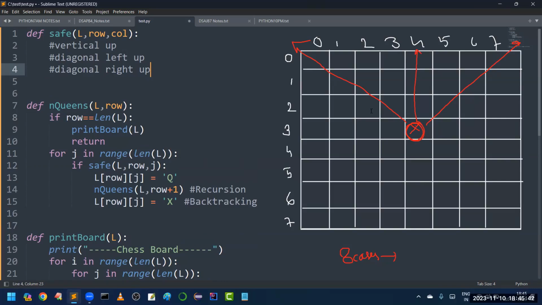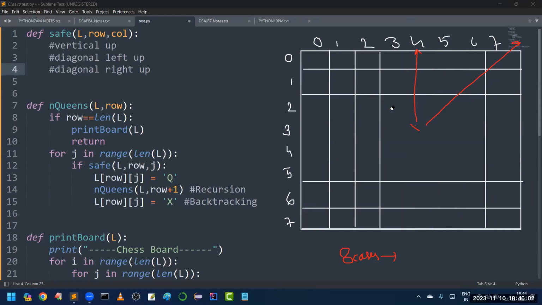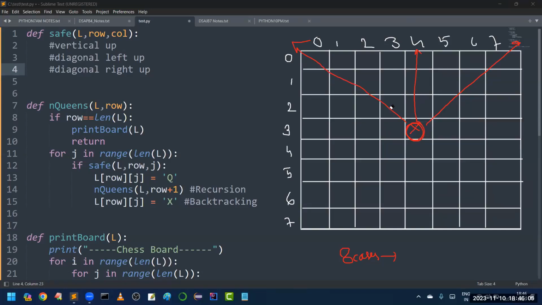So if the concept is clear, I will go for explaining these three cases. Please confirm, is it clear up to this whatever I covered? Yes, sir. Right. So next, I'm going to write code for the first case.